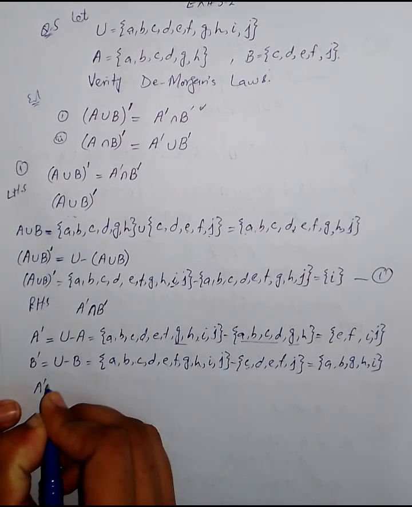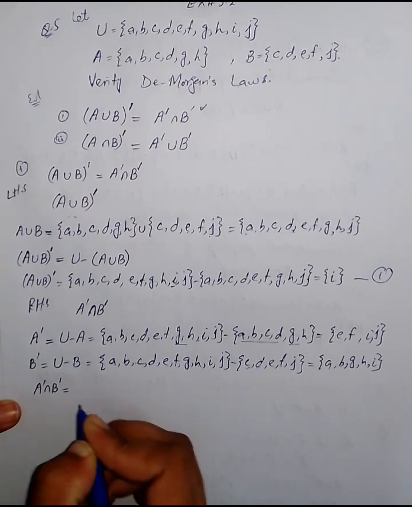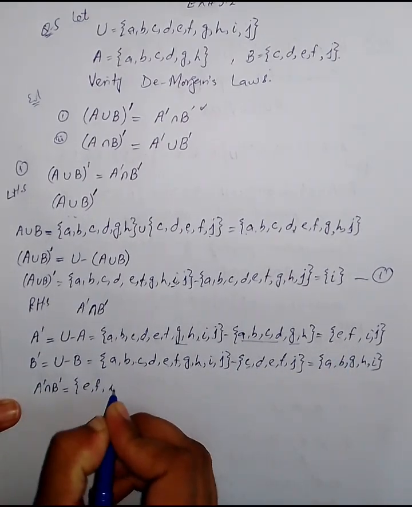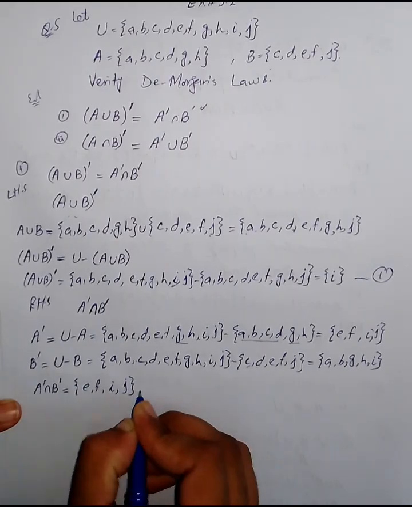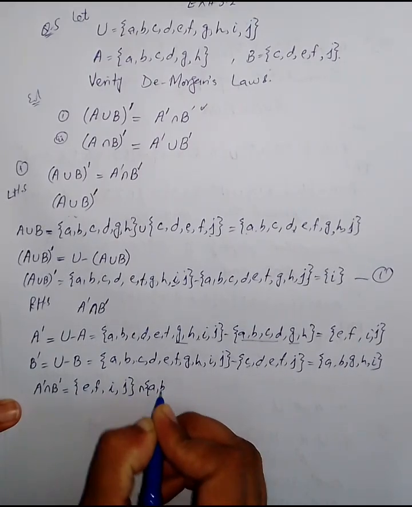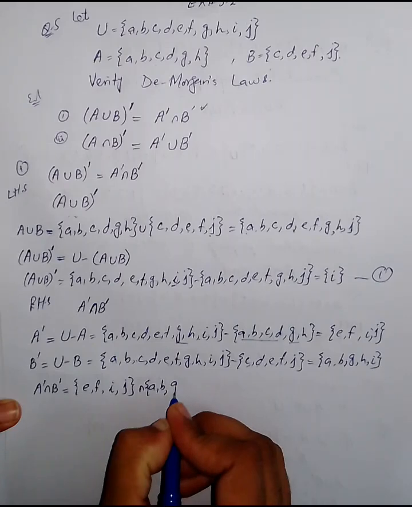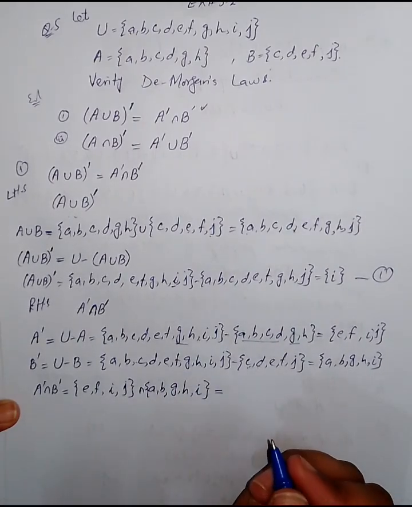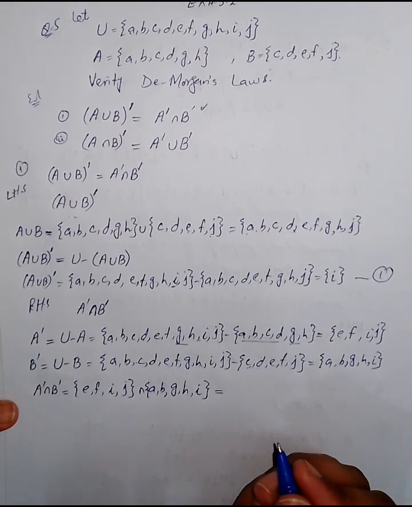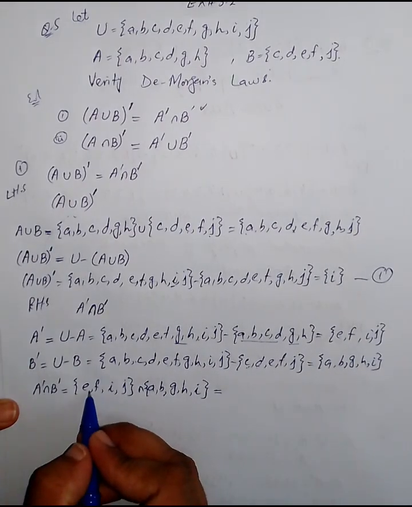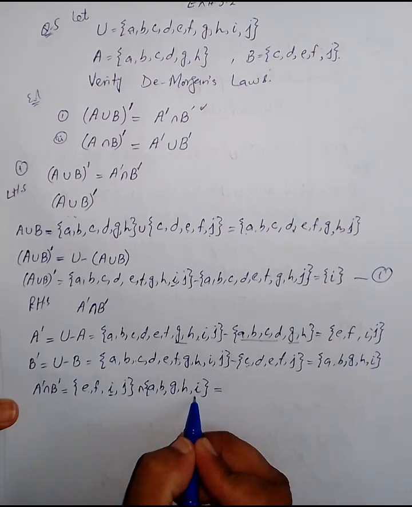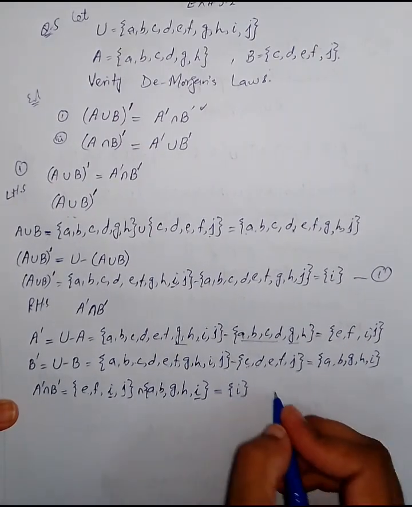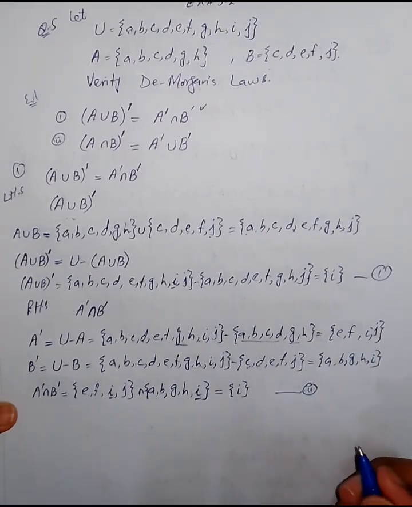Now we have to take the intersection of the complement of A and the complement of B. What is the complement of A? E, F, I, J. What is the complement of B? A, B, G, H, I. So what's common? What is the intersection of these two sets? What is the common element in both of these sets? I lies here and also in that set. So I is common. This is the final solution of the right hand side.